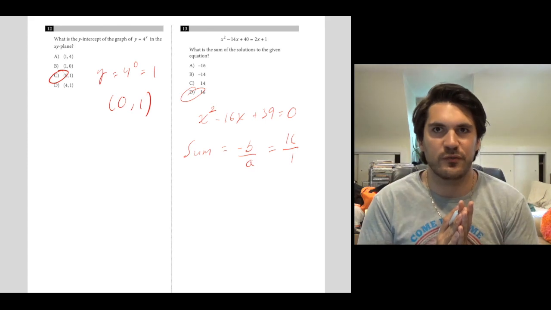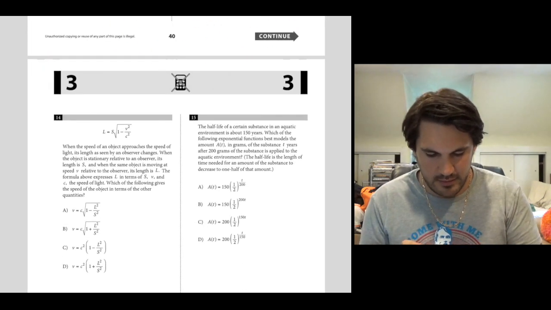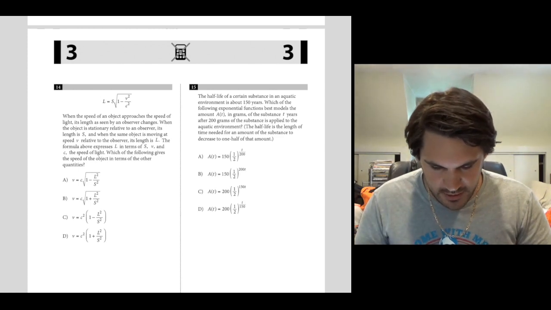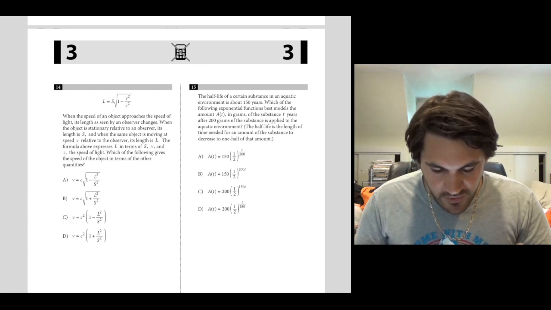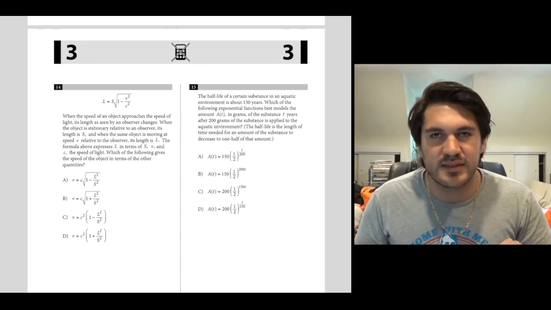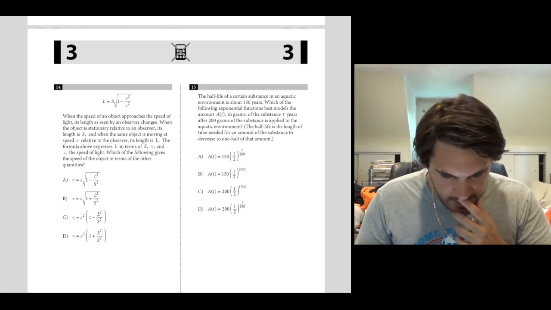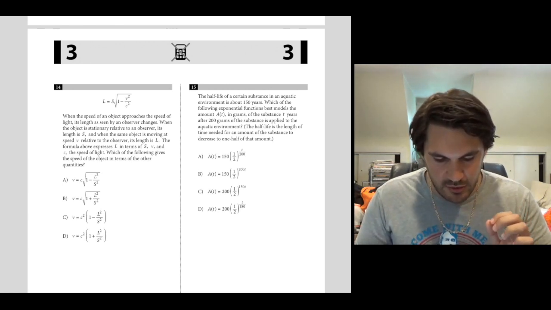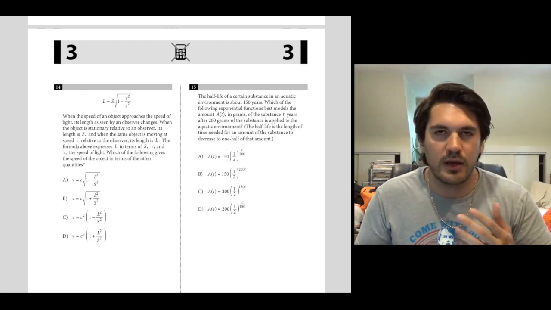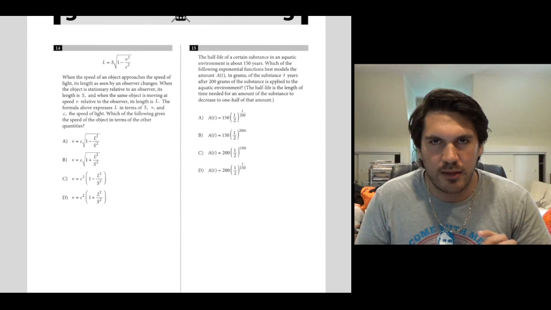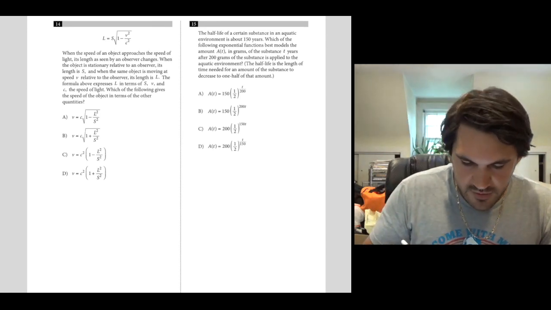Let's go to question 14. Oh boy. Okay, 14. We got an equation here. A bunch of physics terminology, blah blah blah. But anyway, the final question is, which of the following gives the speed of the objects in terms of the other quantities? And as we see, it's solved for v. So basically what we need to do is rearrange this equation and solve it for v.